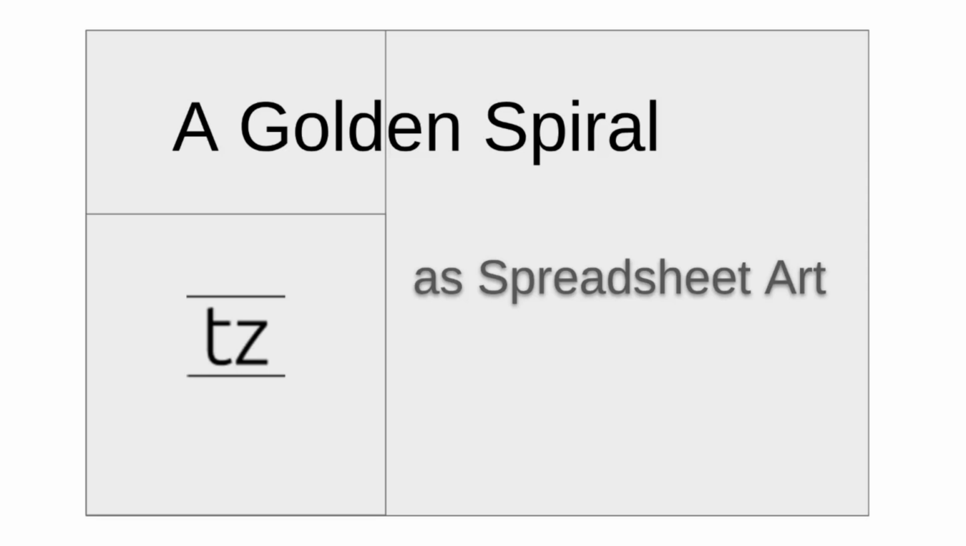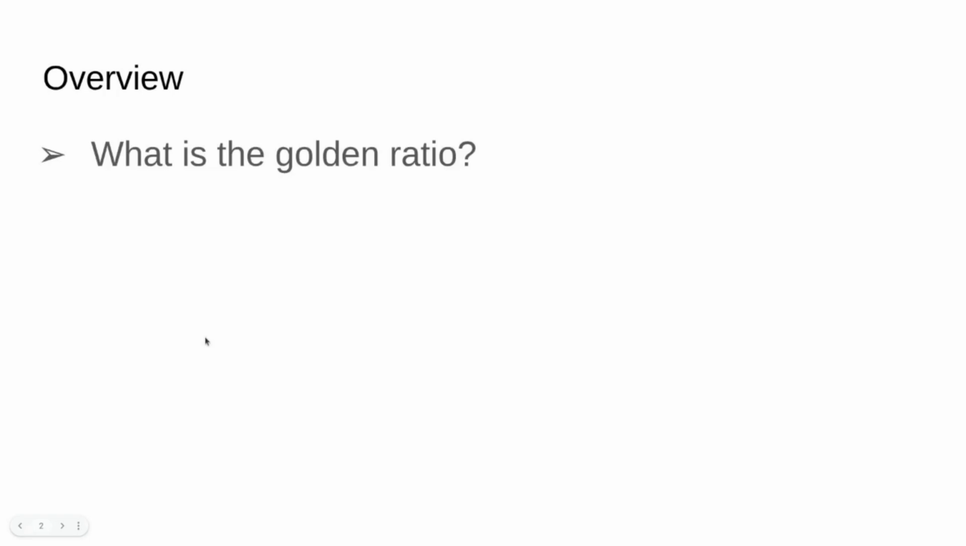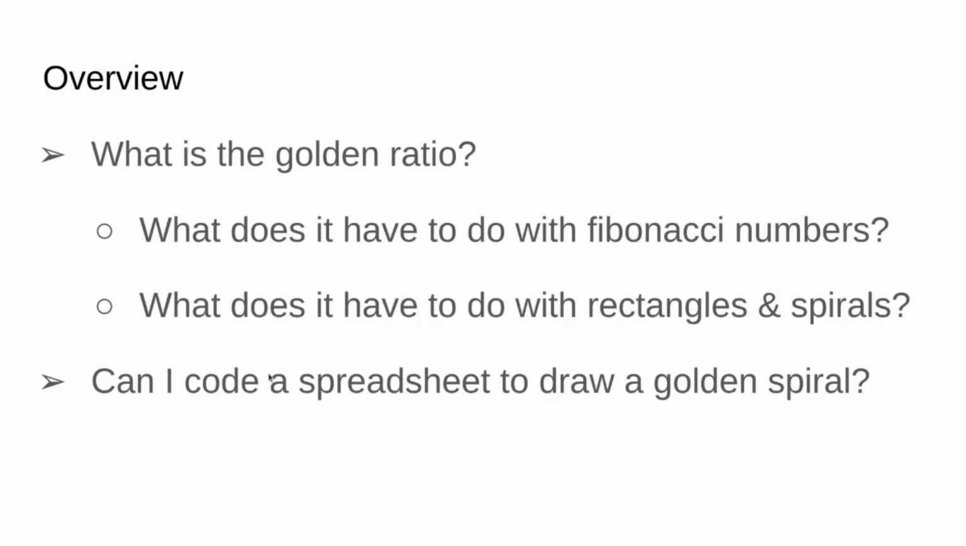Here's a question for you. Can you use a spreadsheet to draw a golden spiral? So that's what I'm going to talk about. I'm going to first give some examples of the golden ratio, and then I'm going to work through some code to draw a spiral in a spreadsheet, and then we'll see if it works.